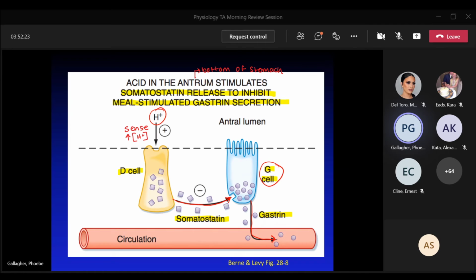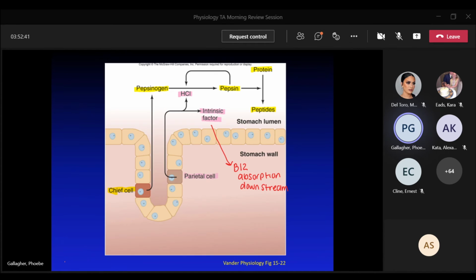So remember, gastrin will then go to the parietal cell and upregulate release of HCl. So in doing so, by inhibiting gastrin release, it's going to decrease the amount of HCl that gets released. So make sure you know the role of somatostatin as well.